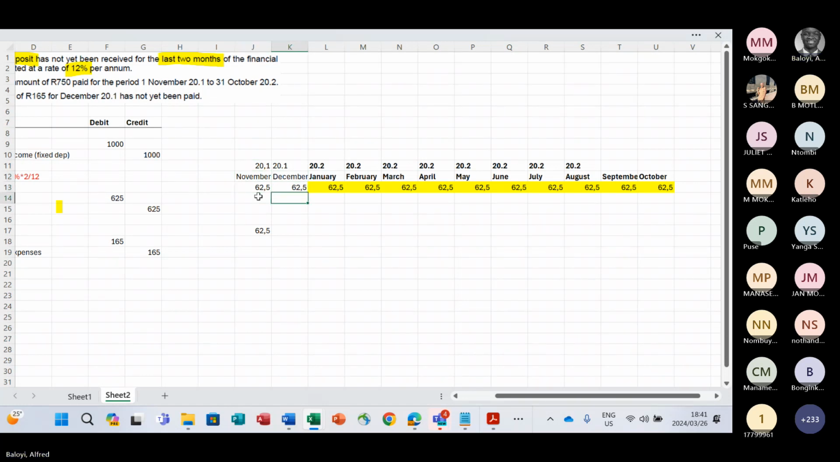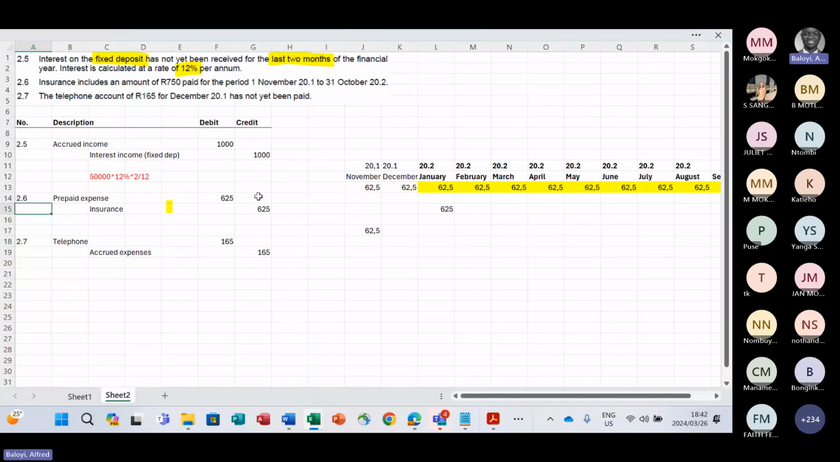it's the November and the December. So this amount here, 62.5 for this number of months, for January, February, March, April, May, June, July, August, September, October, right? It's the 10 months. So we say 62.5 times 10, that's 625, right? It has to be removed because it's for the coming year. It's not for the current year. It's only this one and this one that relates to the current year, right? So it has to be removed from insurance.